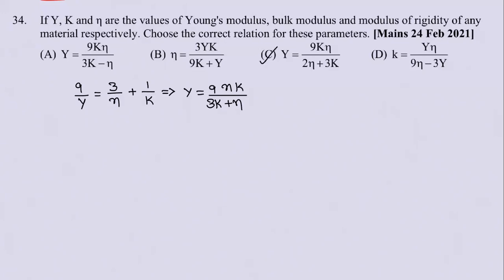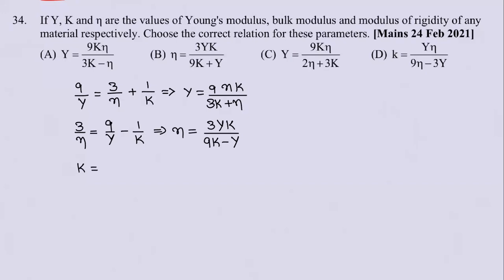So we can rule out C and A. They are ruled out. Now we have to go for eta. Do one thing: 3 by eta is equal to 9 by y minus 1 by k. That implies eta is equal to 3 into yk. Numerator is fine, but denominator is not fine. 9k minus y. I'm getting minus, there plus is there. So ruled out. So you can rule out these 3. So answer is D, but let us solve it.